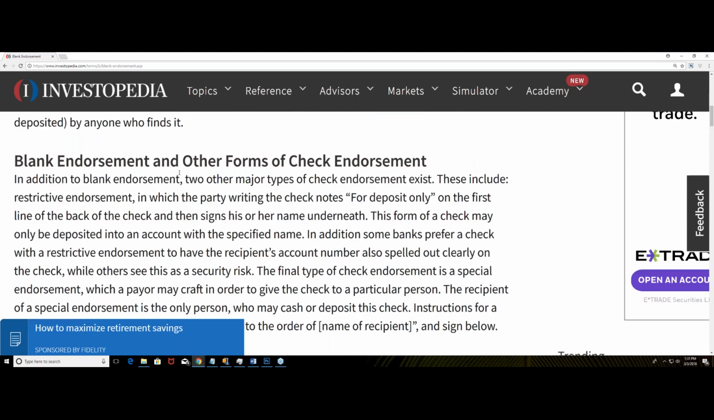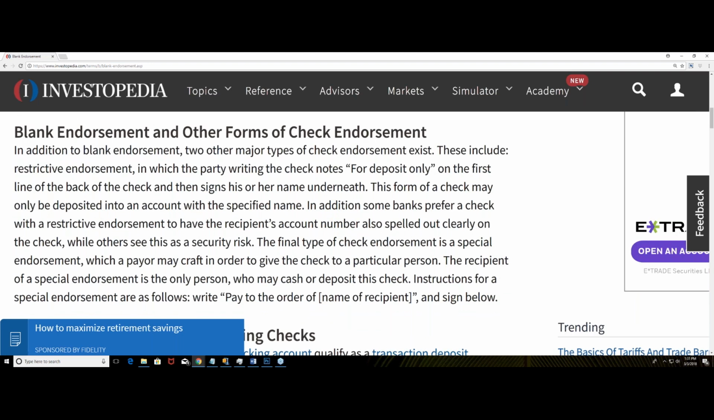Blank endorsements and other forms of check endorsements. In addition to blank endorsements, two other major types of check endorsements exist. These include restrictive endorsement, in which the party writing the check notes "for deposit only" on the first line of the back of the check and then signs his or her name underneath. This form of a check may be deposited into an account with a specified name. In addition, some banks prefer a check with a restrictive endorsement to have the recipient's account number also spelled out clearly on the check.